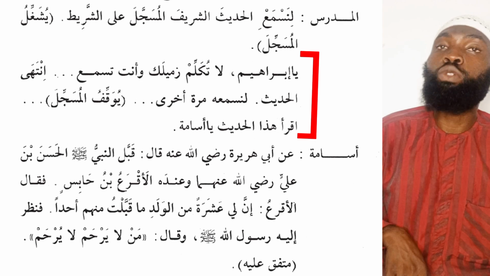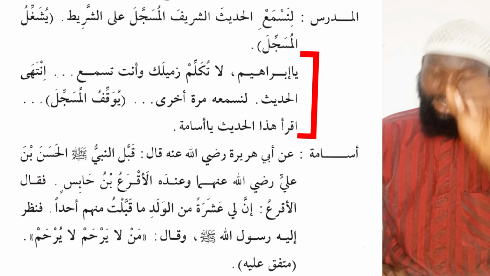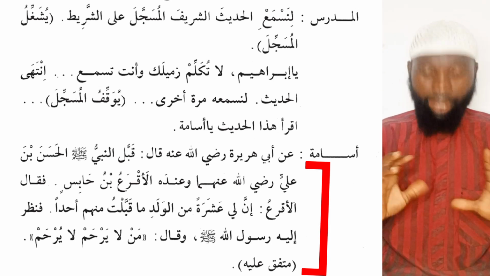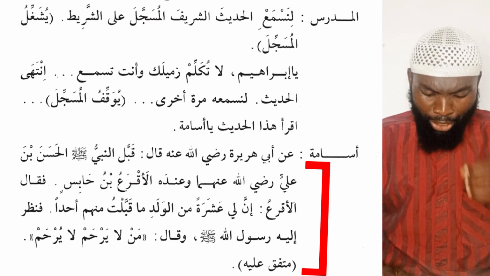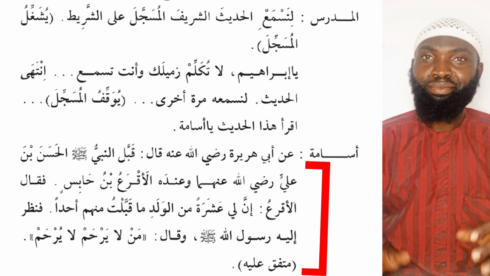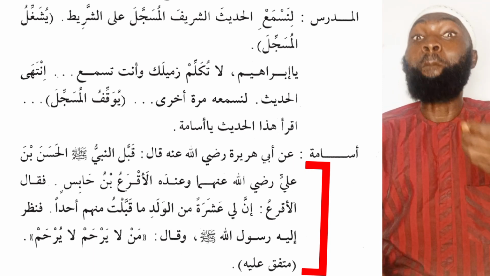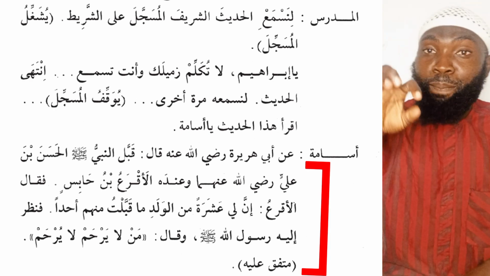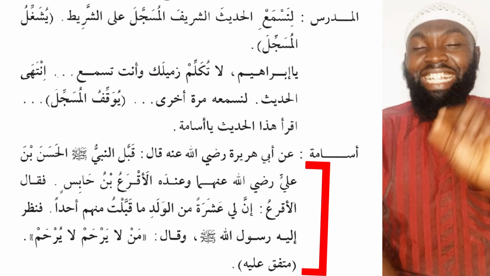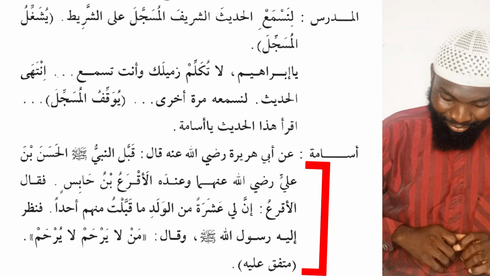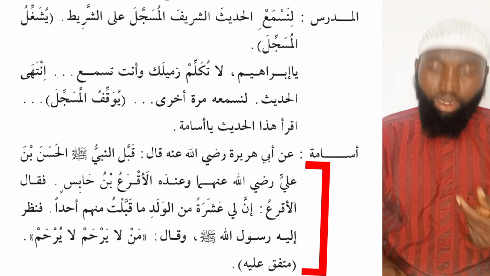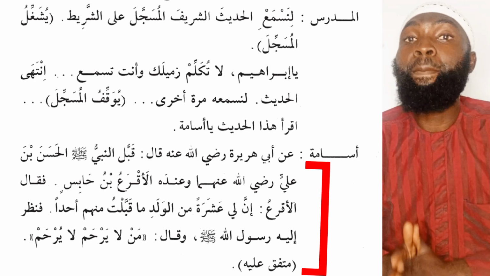اقرأ هذا الحديث يا أسامة. Usama, read this hadith. Usama said, عن أبي هريرة رضي الله عنه قال, on the authority of Abu Hurairah, may Allah be pleased with him, he said, قبل النبي الحسن بن علي. قبل, can you see? قبل, to kiss. The Prophet kissed Al-Hasan, his grandson, the son of Ali, may Allah be pleased with both of them. وعنده الأقرع بن حابس, and the Prophet was with a man called Al-Aqra, son of Habis.